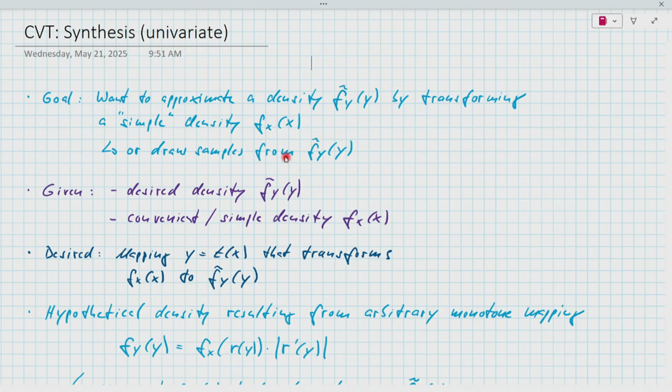So what are we typically given? We are given the desired density Fy, but it is important in what form. Are we either given it by just some samples, random samples?